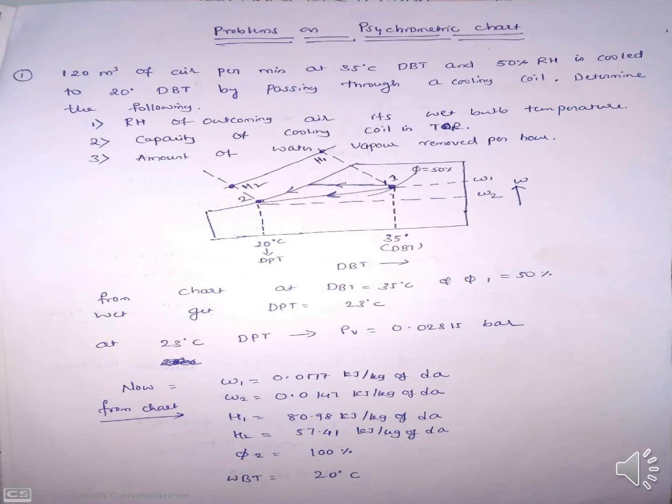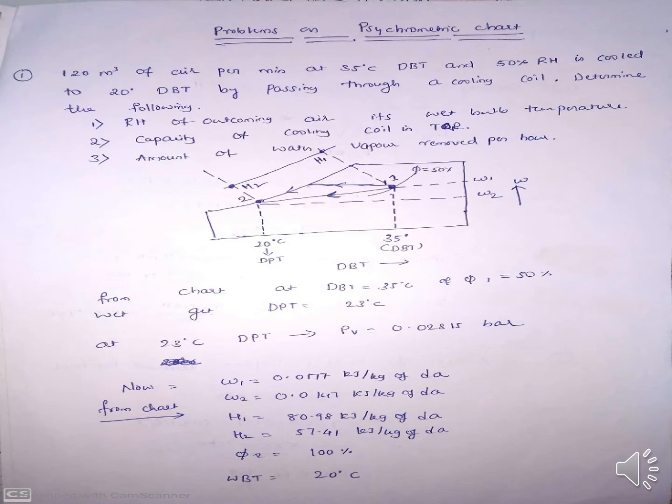It needs to be cooled to 20 degree dry bulb temperature. It is 35, and we need to cool it to 20 degree by passing it through the cooling coil. Determine the following: RH of outcoming air, its wet bulb temperature, capacity of cooling coil, and amount of water vapor removed per hour.